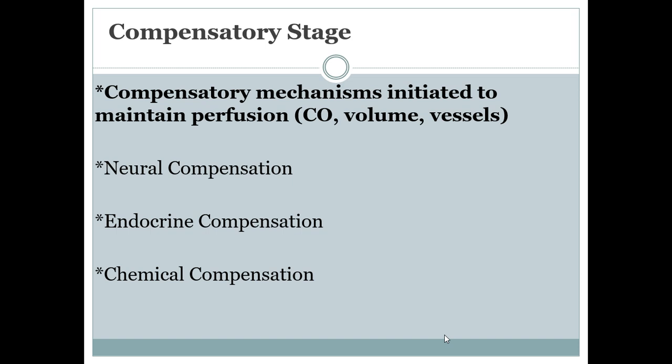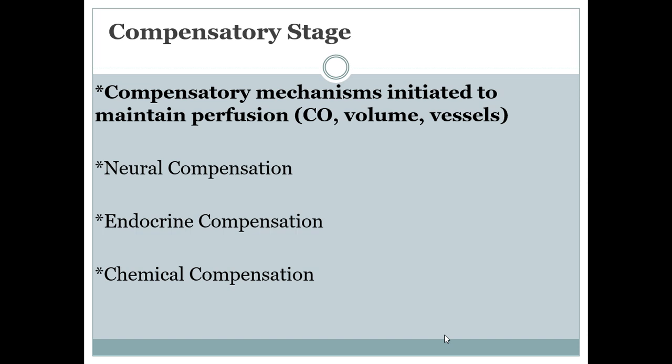So the compensatory stage, there are compensation mechanisms that are initiated more than in the initial stage. So you'll find neuroendocrine and chemical compensation. The compensatory stage is characterized by the initiation of compensatory mechanisms. So try to remember that: compensatory stage is compensatory mechanisms initiated. These mechanisms are an effort by your body to maintain perfusion, adequate volume, cardiac output, and blood flow to the tissues. So what's neural compensation?